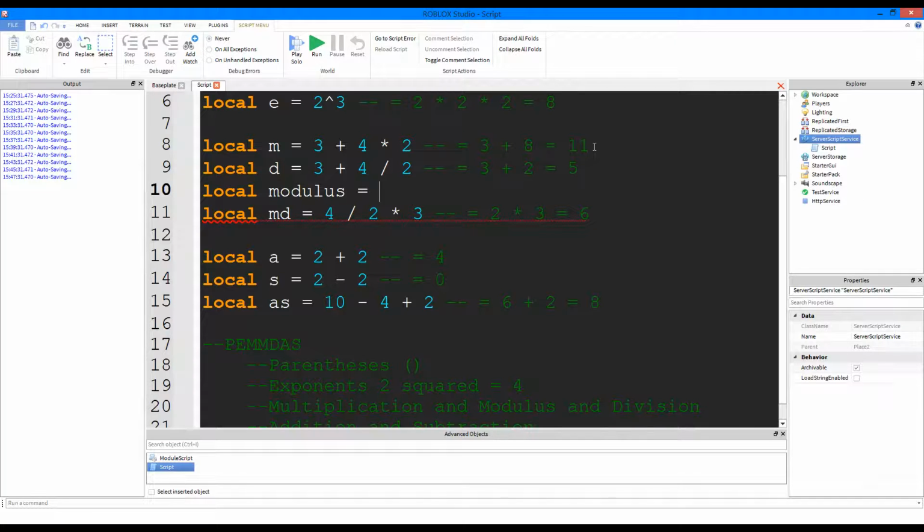So I'm going to give a quick example. Let's say we had 5 modulus 2. 5 modulus 2 equals 1. Okay? The modulus operator finds the remainder of a division. Now, if the division works out perfectly, the modulus operator will return 0. However, if it doesn't turn out perfectly, such as 5 divided by 2, there's always going to be 1 left over.